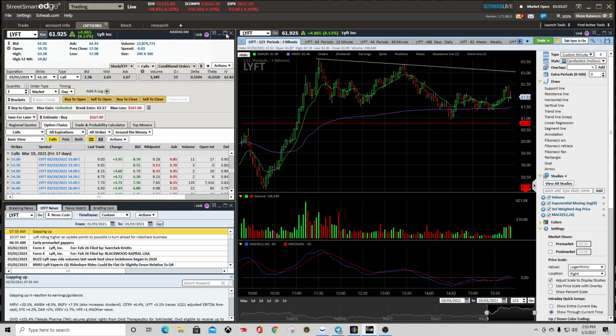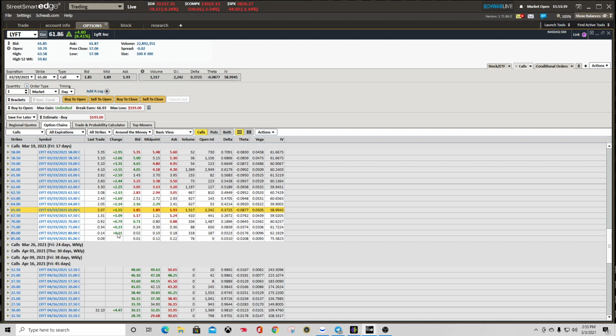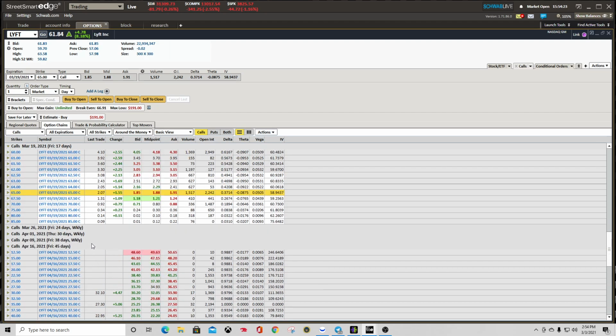Let's see, the 65 is trading at 193. The bid is at 185. Okay, that's not too bad. Let me look at the April 16 calls. Good open interest right here. This one has the highest open interest but low volume on it. So this one and this one, the $60 call and the $65 call, had the best open interest and volume on them. So this would be a better call to take for a swing. Delta's at 44, theta's at 5. Okay, so $65 call.